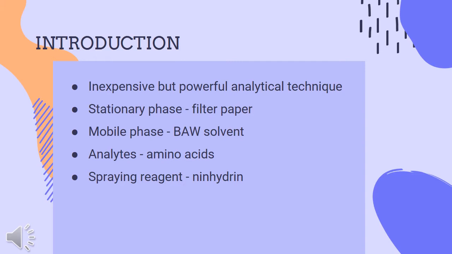Once the solvents reach the top of the paper, a spraying reagent will be used to reveal or color the analytes on the solvent front. Ninhydrin is one of the most widely used spraying reagents for amino acids.